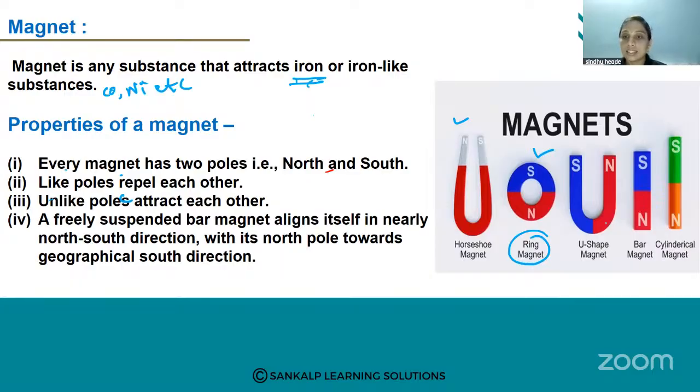Then the third one is the U-shaped magnet. We know U-shape, right? Why do we call it a U-shaped magnet? Because it is in U-shape. So this is the third type of magnet, the U-shaped magnet. And the next one is the bar magnet. Yes, it's very important. Almost all the time we use bar magnets, right? Next one is the cylindrical magnet. It is in cylindrical shape, that's why we call it a cylindrical magnet. These are the types of magnets.